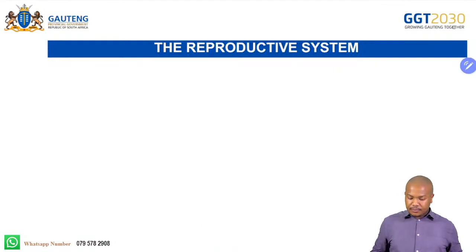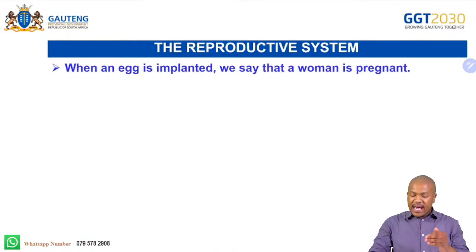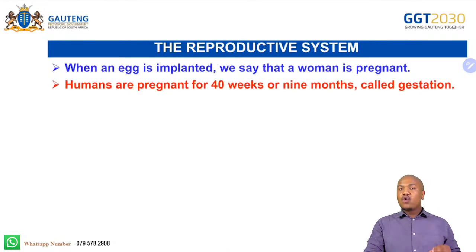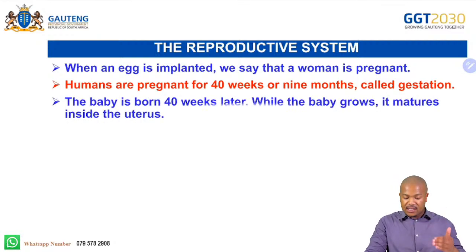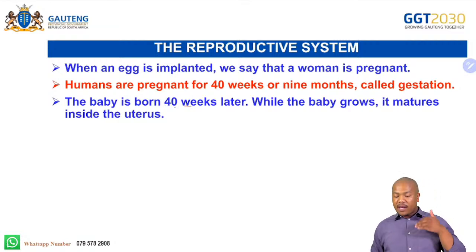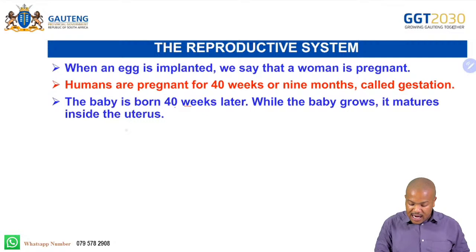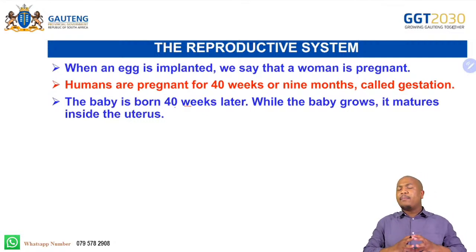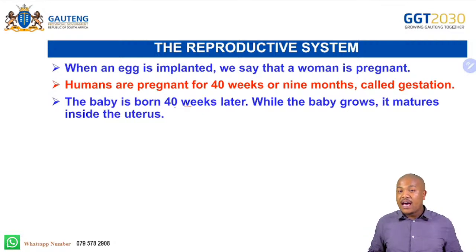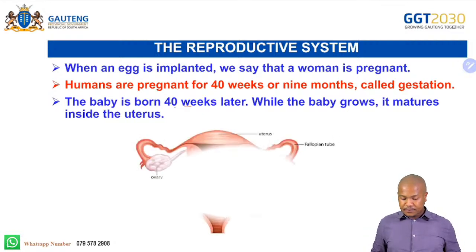So now, moving on, we say that when an egg is implanted, a woman is pregnant, right? Humans are pregnant for 40 weeks or 9 months, which is known as the gestation period. So the baby is born 40 weeks later. While the baby grows, it matures inside the uterus, right? This is where the baby is nurtured. This is where the baby grows from implantation, from becoming one cell and becoming a whole human being at the end of 40 weeks, right?